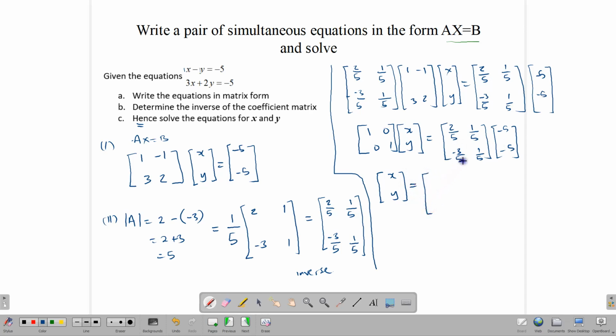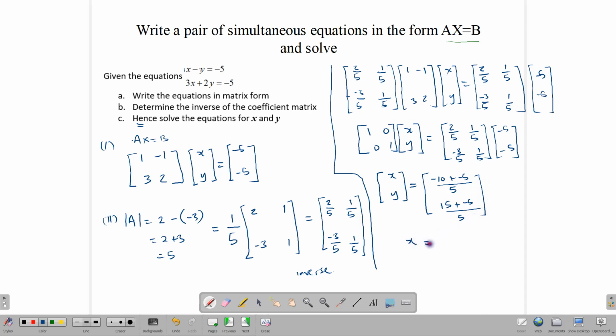So what we need to do then is just to multiply these two matrices to find our answer. This is a 2 by 2, this is a 2 by 1, so we can multiply. 2 times negative 5 gives us negative 10, plus 1 times negative 5 gives us another negative 5. All of that divided by 5. Here, negative 3 times negative 5 gives us 15, plus 1 times negative 5 is negative 5, all over 5.